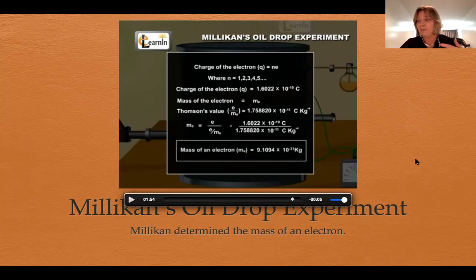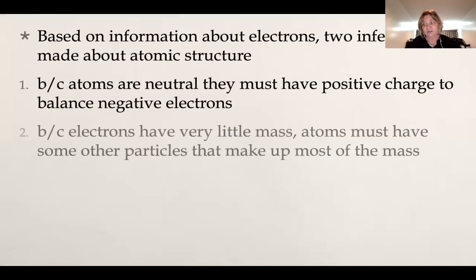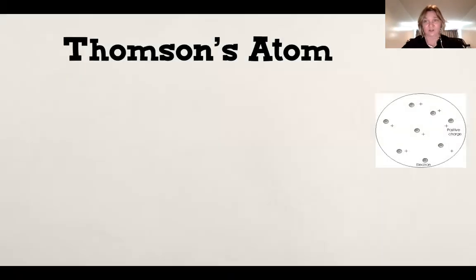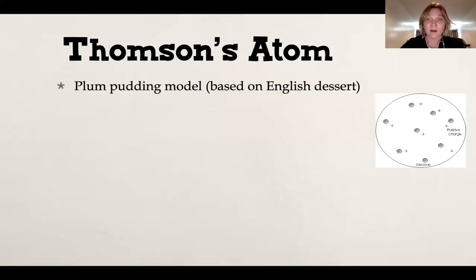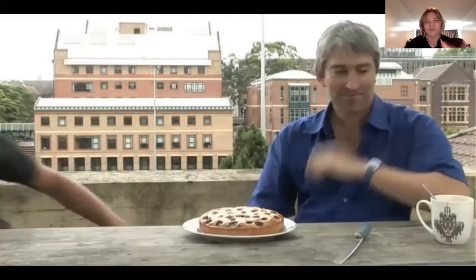So again, this supports the fact that there are other particles in an atom that make up the mass of the atom, and there has to be something in there that has a positive charge to balance out the negative charge of the electron. Okay, so from these experiments, we have a model of the structure of an atom, which we call the plum pudding model, based on an English dessert called plum pudding. You can also think of it like a watermelon, where you've got these negatively charged seeds inside of a positively charged atom. And he's just talking about plum pudding.